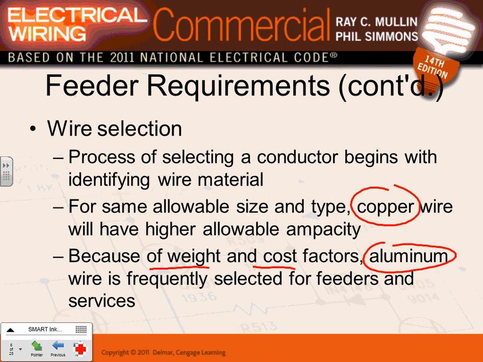So there are 2 options when you choose feeders. You can use aluminum conductor or copper conductor. Aluminum conductor costs way less, but it's a bigger conductor. Copper is a smaller conductor, more amps, costs more. So as an engineer, which one do you think Chad is going to say?